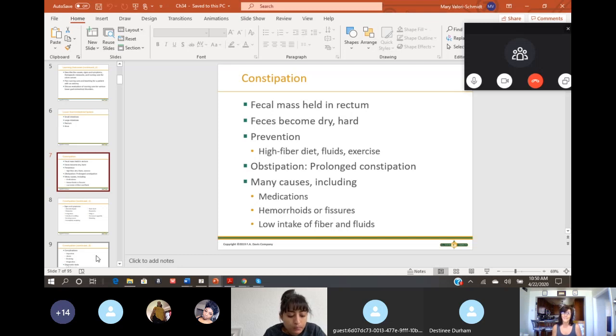So more people have heart attacks on the toilet than anywhere else in the house. Fun fact. How do we prevent constipation?